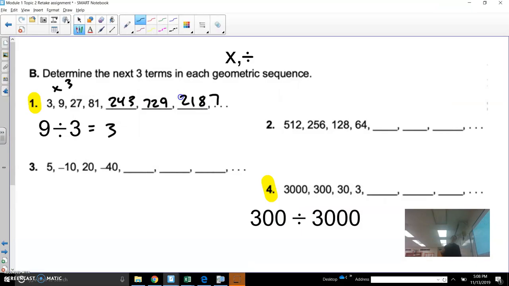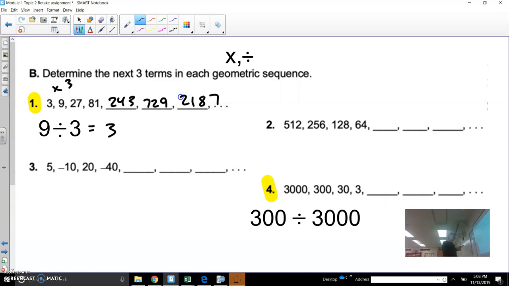So again, these are geometric because they have a common ratio between them. You may start by subtracting 9 minus 3. It may look like it's adding 6 that very first time, but it doesn't continue doing adding 6. And that's why you have to lock in more on multiplication.